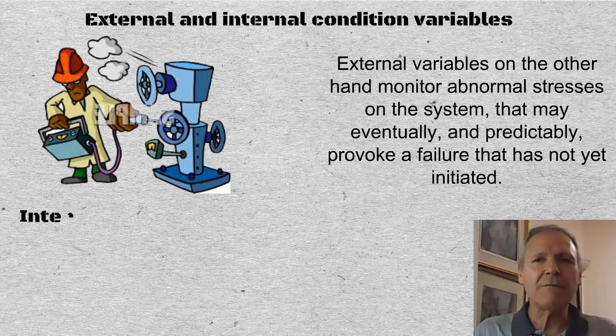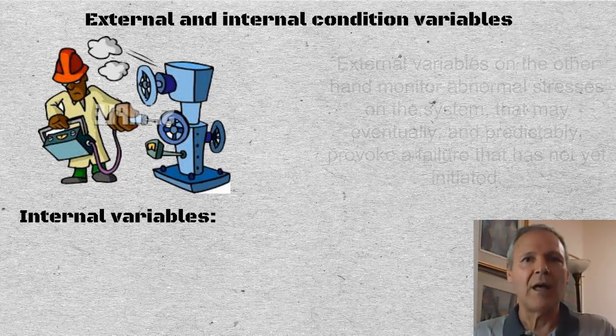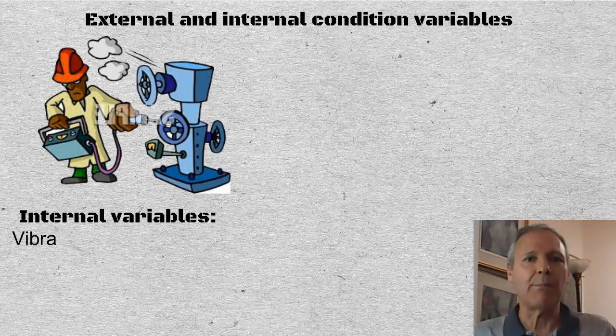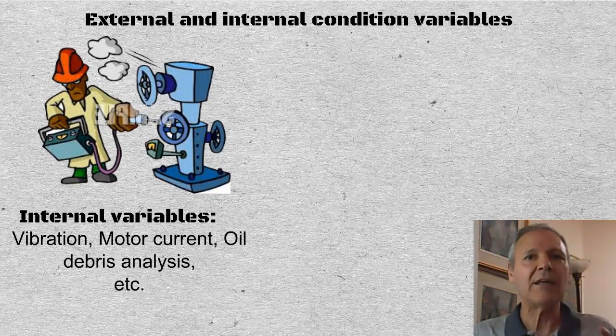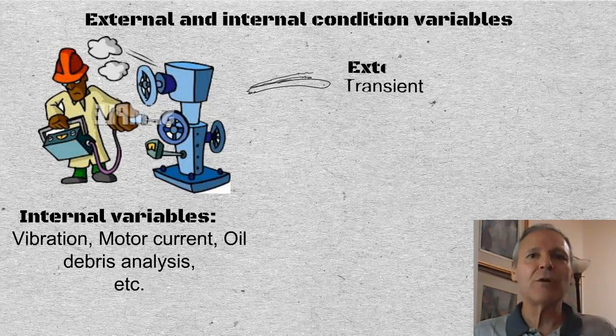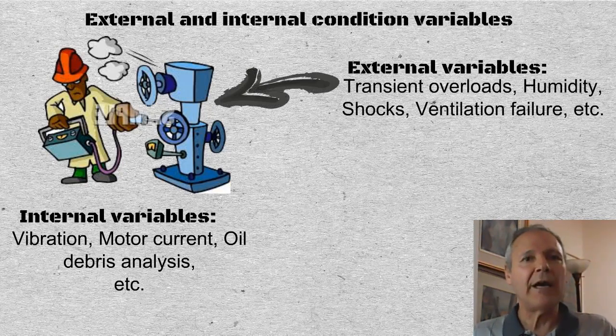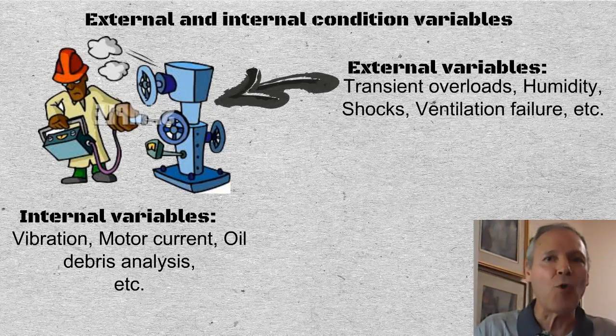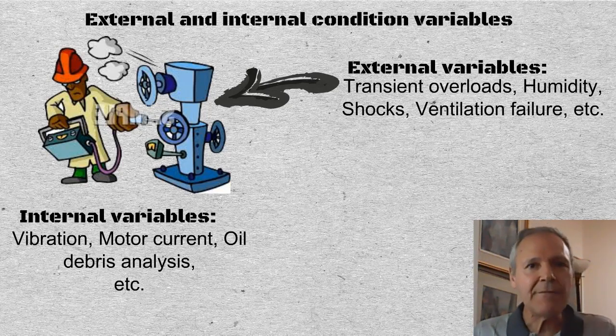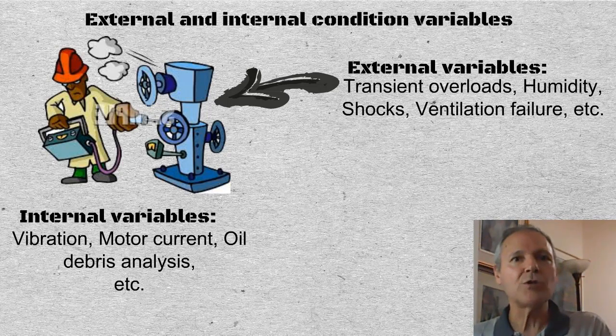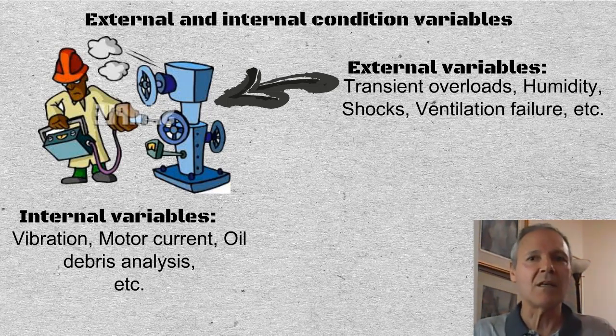Maintenance departments tend to focus on internal variables, output from techniques such as vibration, motor current, and oil debris analysis. External variables, however, may provide reliable predictions before a failure process has even initiated. Both internal and external variables should be considered when designing a condition-based maintenance program.